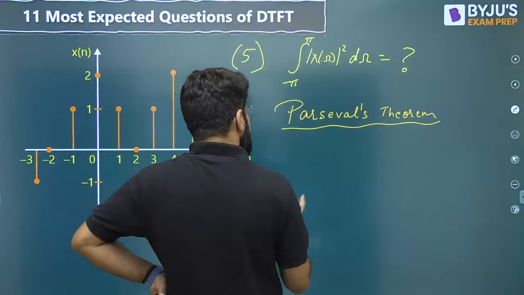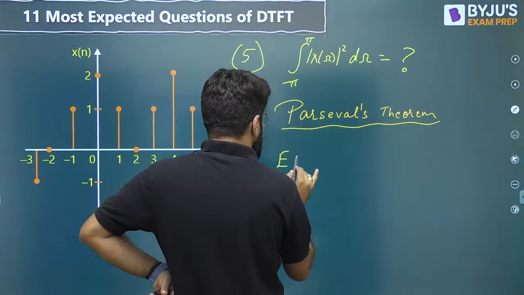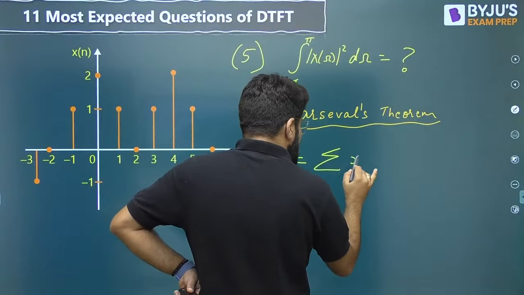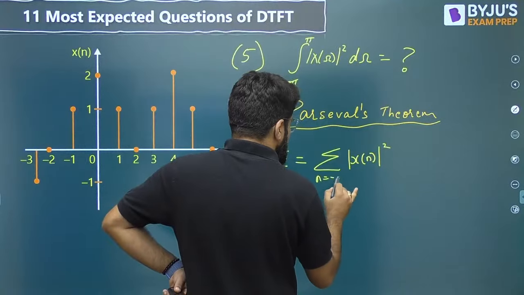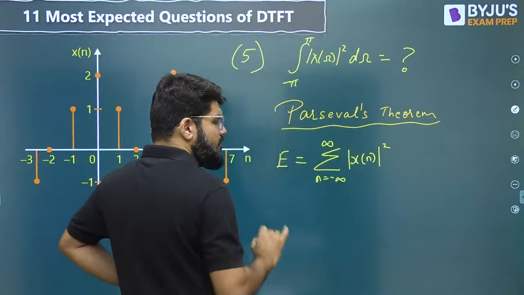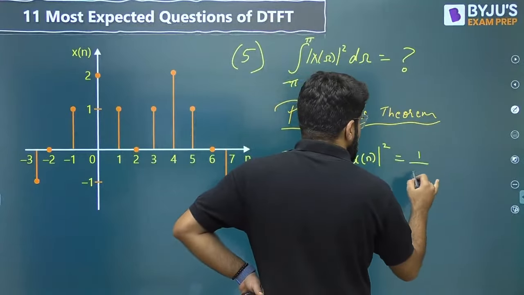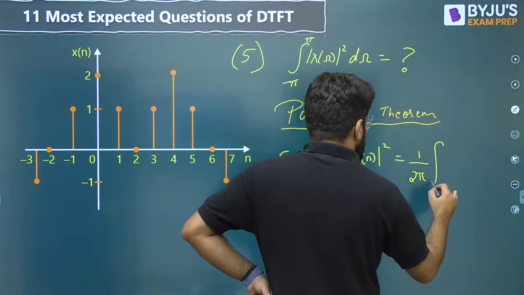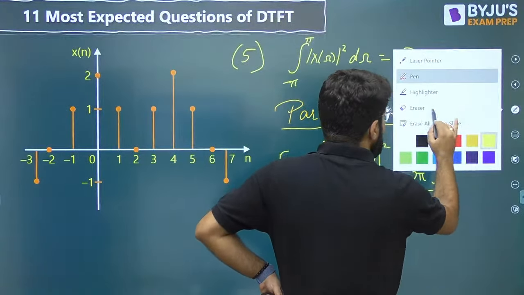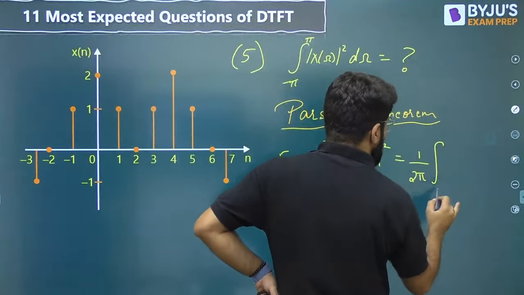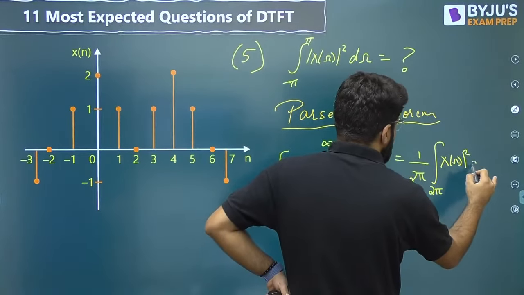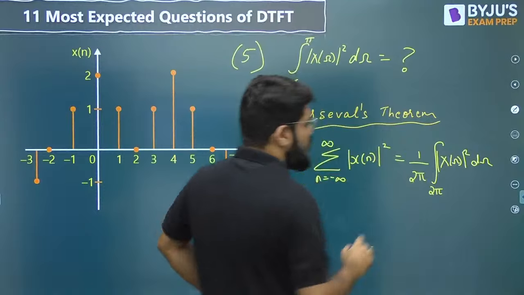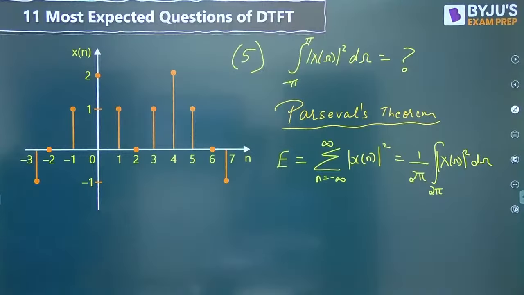So what is Parseval's theorem? Parseval's theorem says that the energy of a signal in the time domain is the summation of mod xn squared for all values of n. That same energy can also be calculated in the frequency domain as 1 upon 2 pi times the integral from minus pi to pi, over any one period of 2 pi, of the modulus of x of omega squared d omega.